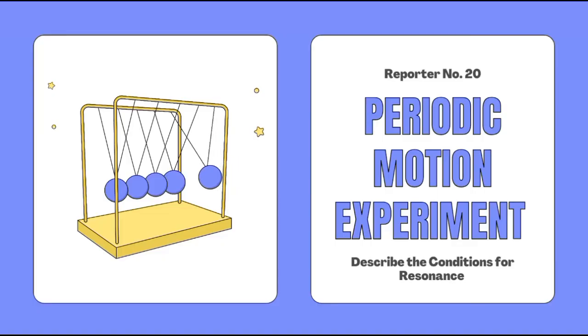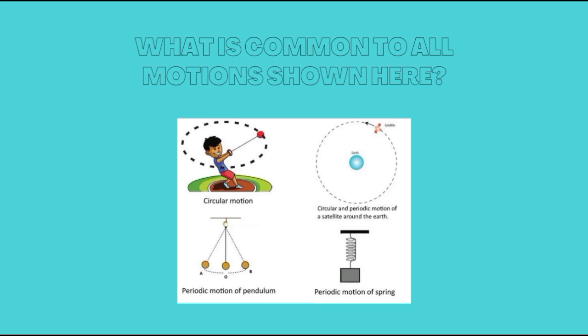Describe the conditions for resonance. What is common to all the motion shown here? That's right, all are examples of periodic motion. But first, let us define periodic motion.